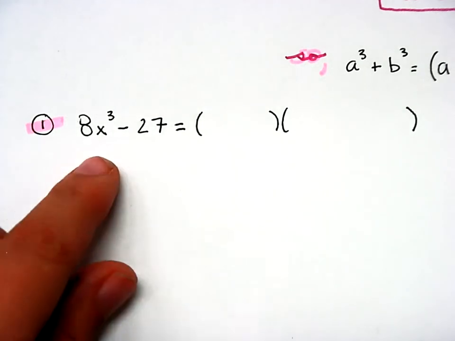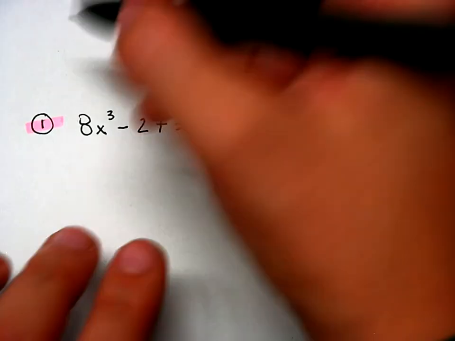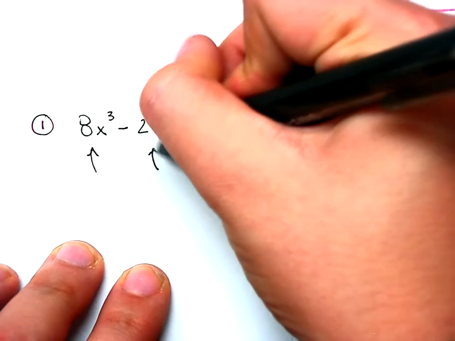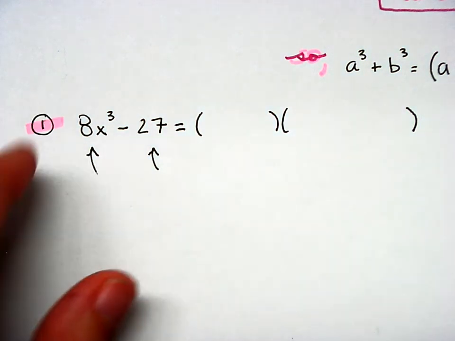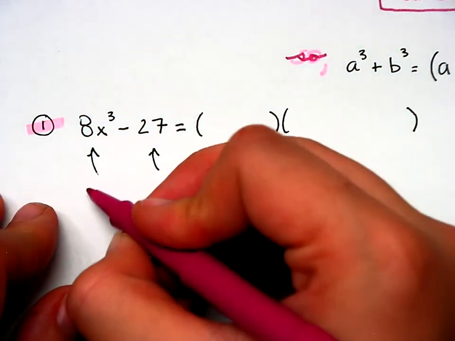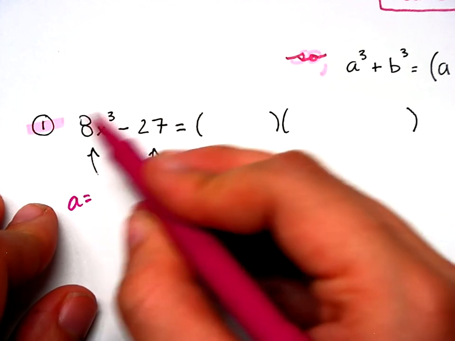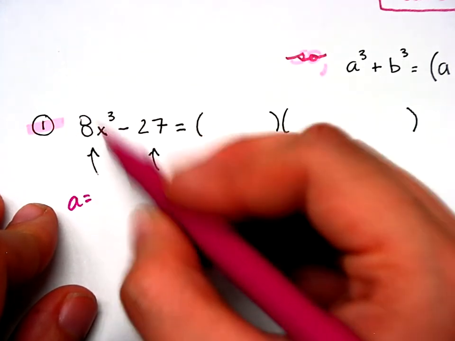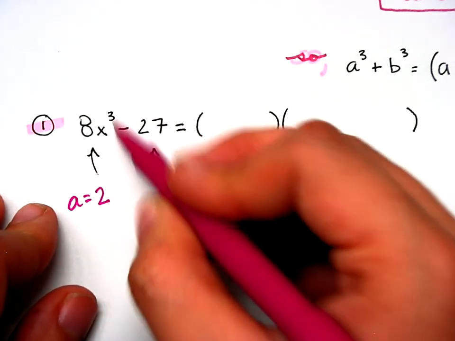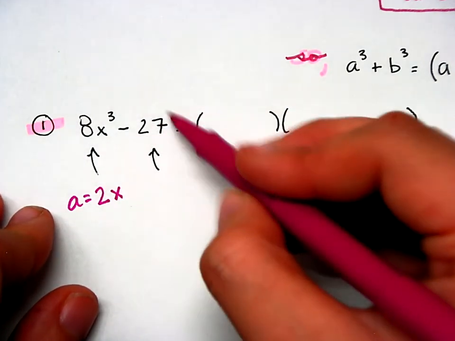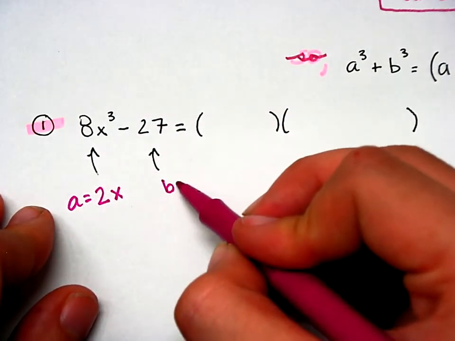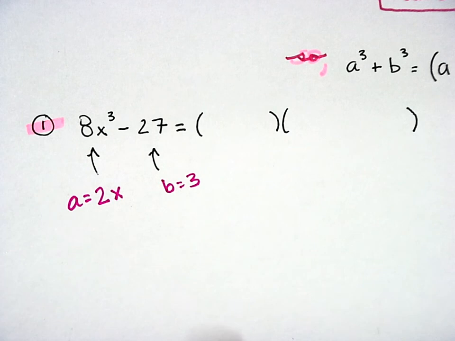And I'm going to go ahead and point out my a value and my b value. It's a little better to write that down for these ones, since we're going to be multiplying some terms together. So a here, we'll have to think about what is the cube root. Cube root of 8 is 2, and the cube root of x to the third is just x. So this is my a value. And then my cube root of 27 is 3. So now I've got my two values.